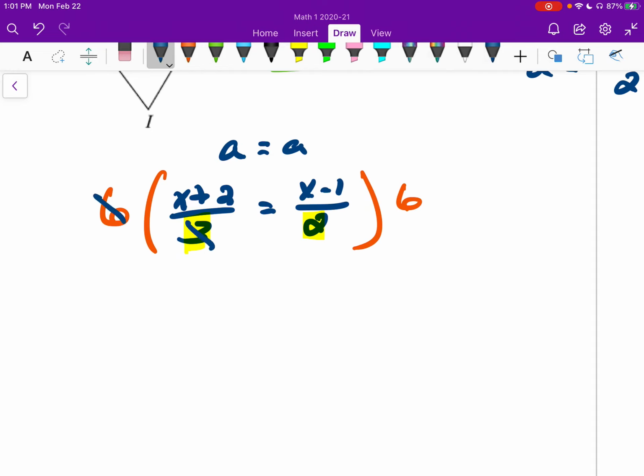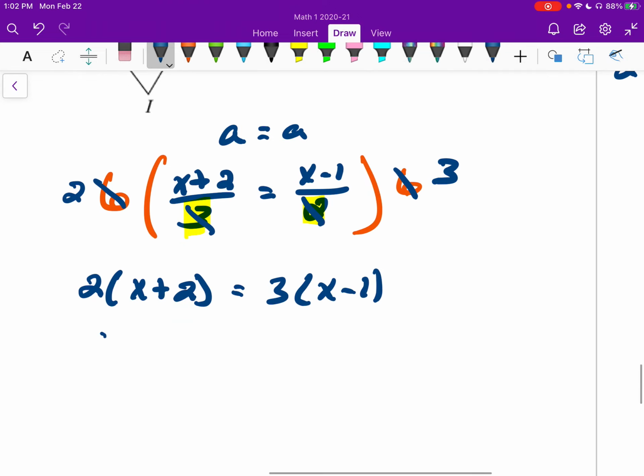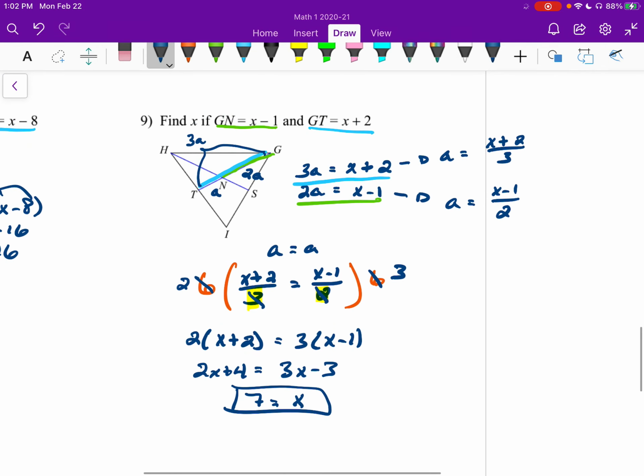My 6 and my 3 would cancel to be a 2. So on the left here, I'm going to have 2 and then x plus 2. Then on the right, my 6 and my 2 would cancel to be a 3. So this will be 3 times x minus 1. Now we'll have 2x plus 4 and 3x minus 3. Now we're just solving like normal. I'll subtract my 2x to the right, and that'll be a plain old x. And on the left, I'll add my 3. That'll be 4, 5, 6, 7. So there we are.